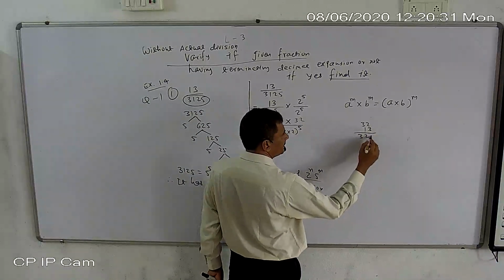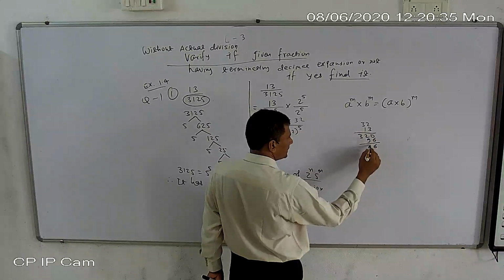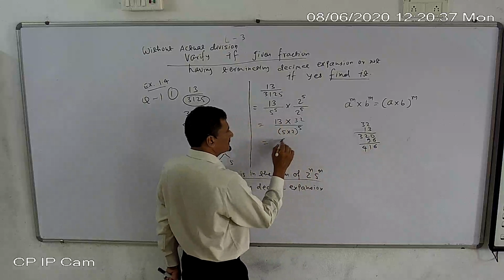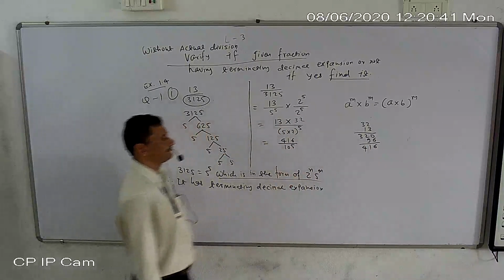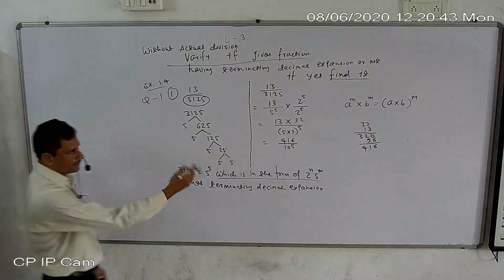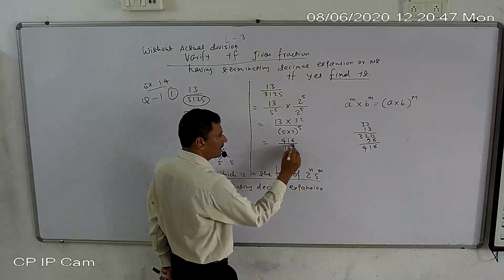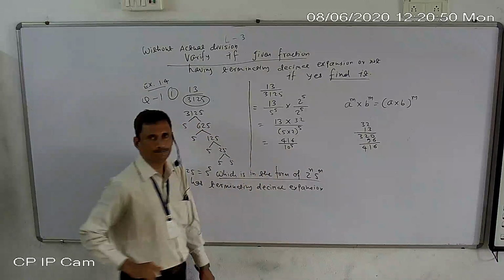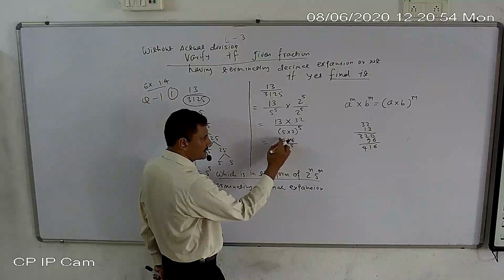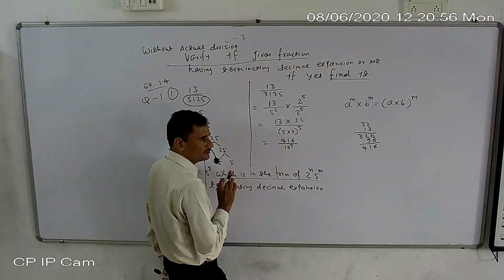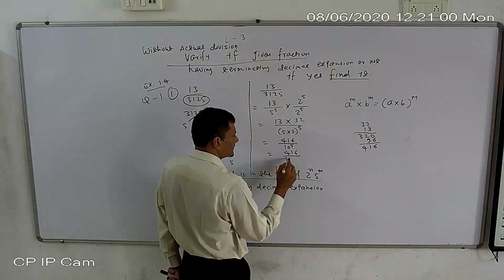So now multiply both numbers, 32 into 30. So 320, plus 96 is 416. Now the denominator becomes 10 raised to 5. That is our purpose, to get 10 raised to something here. We got it. Now very easily we can write the decimal form of this fraction. How? Here 416 over 10 raised to 5 means 5 zeros after 1.